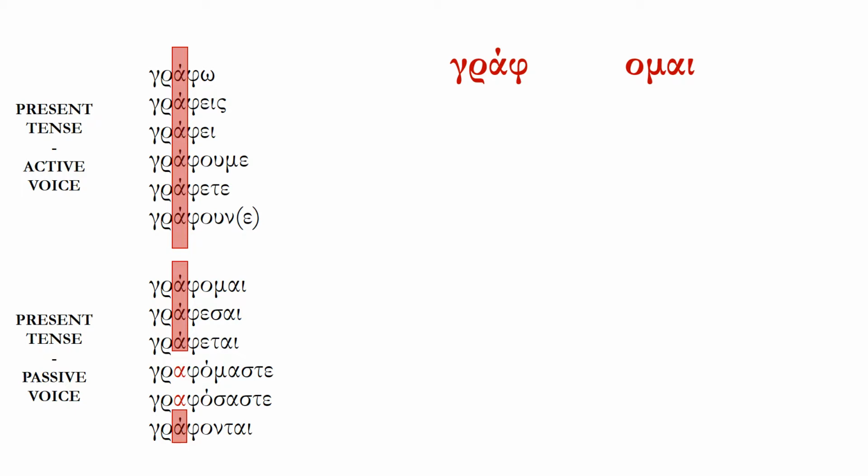Now let's take a closer look at this passive voice. You can see at the top we've got graf, and on the right side we've got ome, grafome. I am written. Well, if we look at the table at the bottom, and now it's here in blue, let's take a look at these endings because actually we have seen these before. We'll separate them from there. Ome, esse, ete, omaste, osaste, onde.